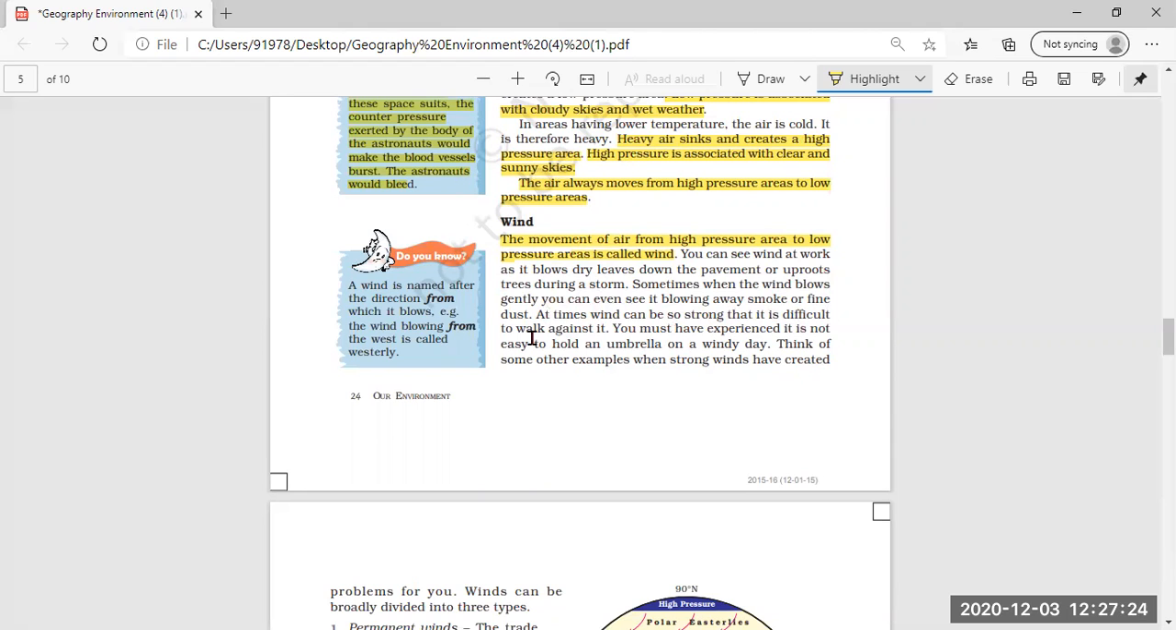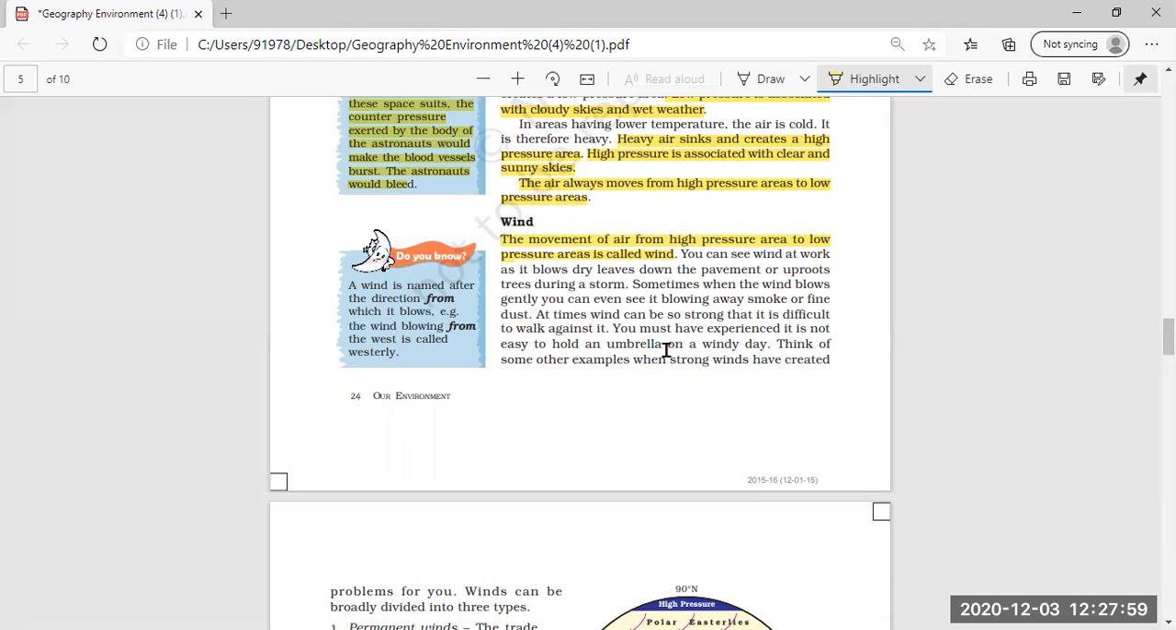Sometimes, when the wind blows gently, you can even see it blowing away smoke or fine dust. When the wind is not at too much speed and is blowing very gently, the smoke blows, and even the fine dust, the upper layer of the soil, blows gently with the wind. That shows that the wind is blowing.